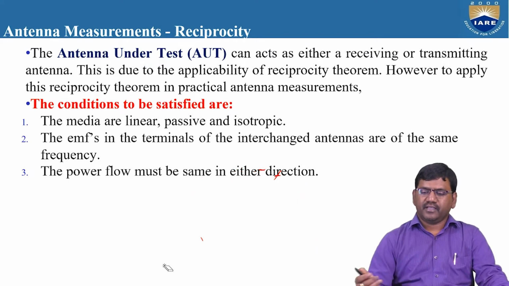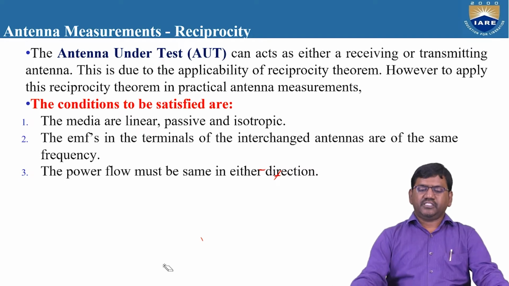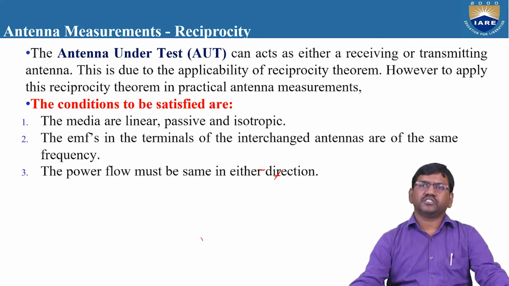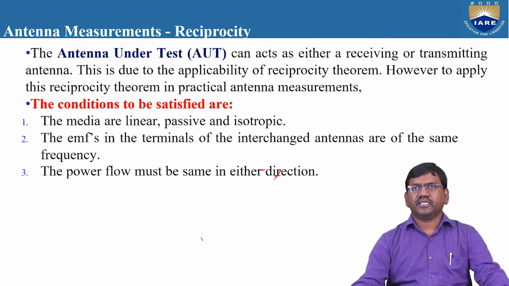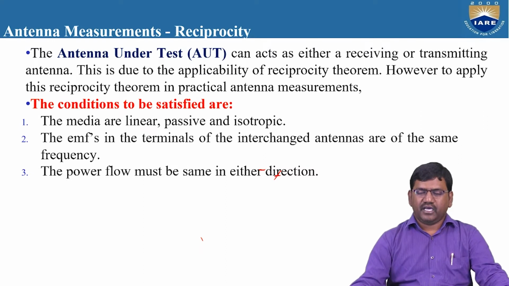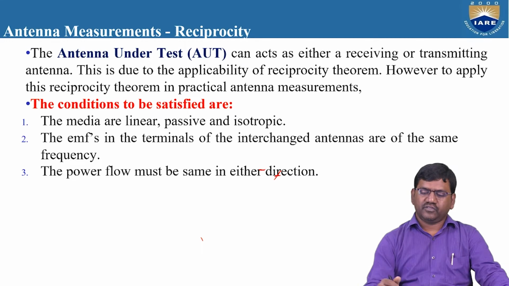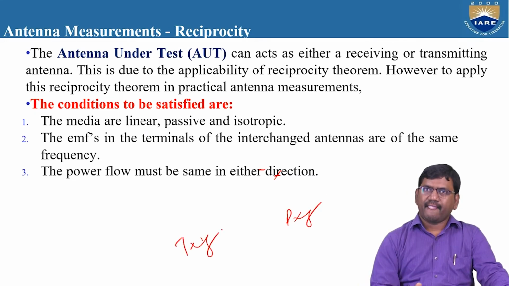Here the conditions to be satisfied are that the media has to be linear, passive and isotropic. So isotropic means, as we already know, that it radiates uniformly in all directions. And passive means it gets the signal from another source. So we know that here there is a receiving antenna and here is a transmitting antenna.